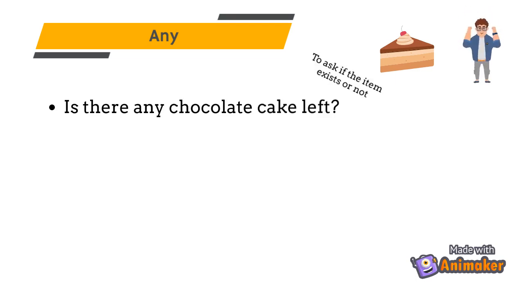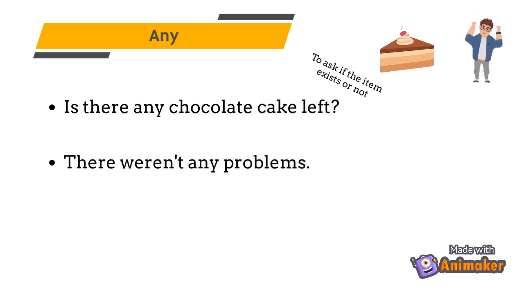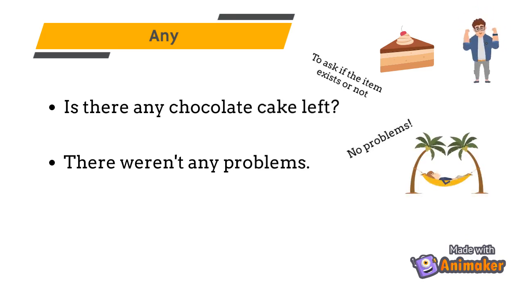Here's another example. There weren't any problems. In this negative sentence, we use any to refer to a zero quantity of the noun, problems. We could also say here, there were no problems.